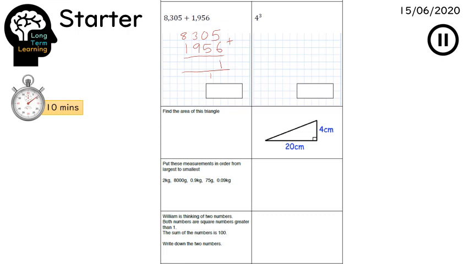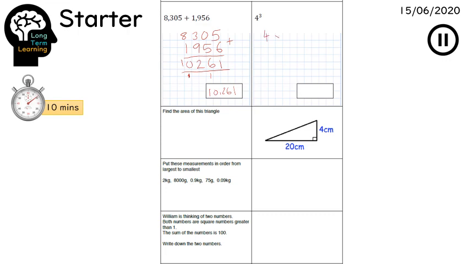11 for the first one, so carry the 1. 5 add 1 is 6. 9 add 3 is 12. Putting the 1 over there. 8 add 1 is 9. Plus another one, we've got 10 there. So our answer is 10,261.